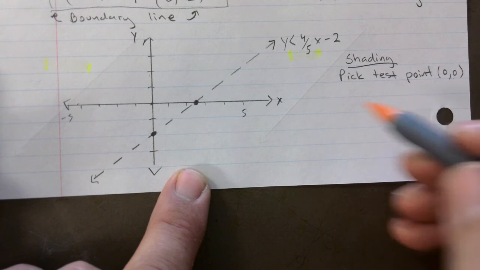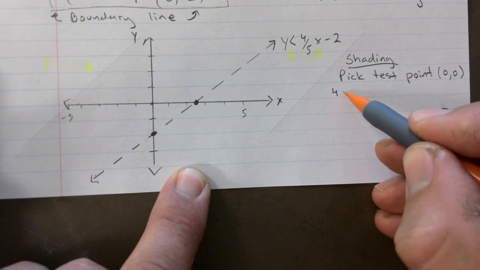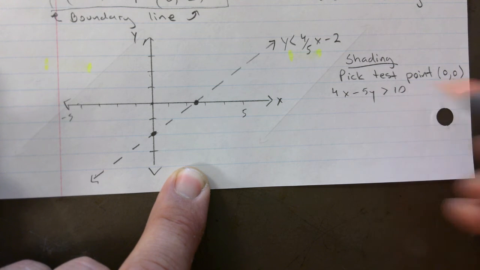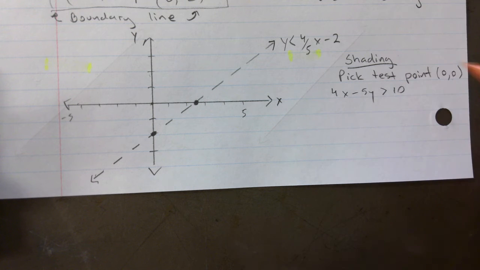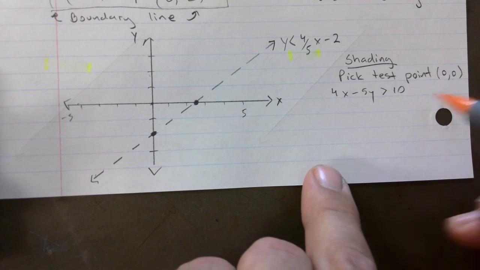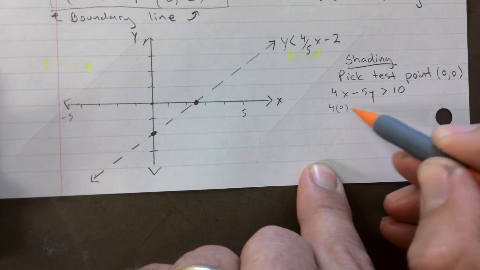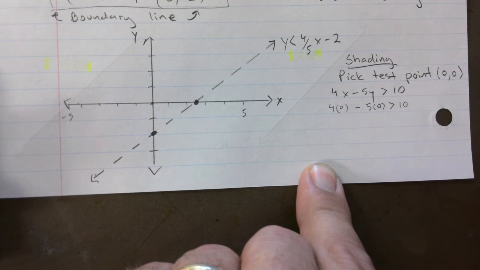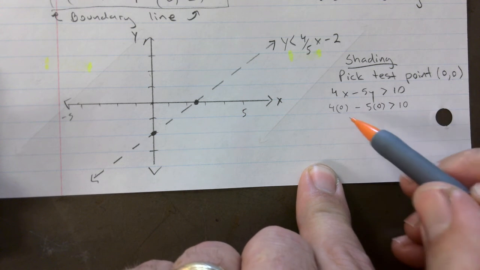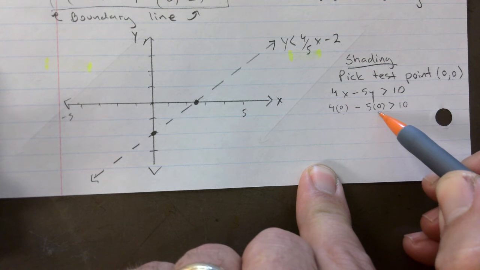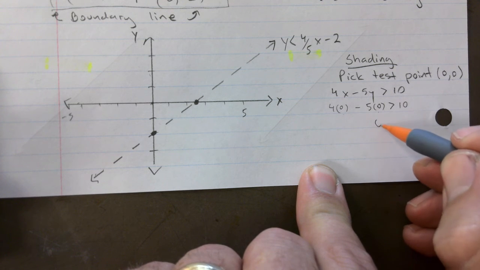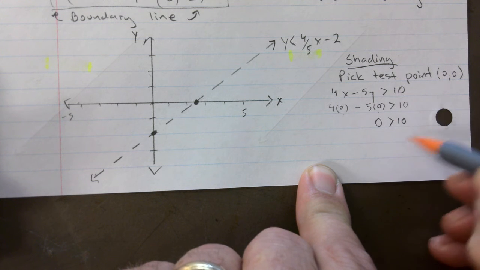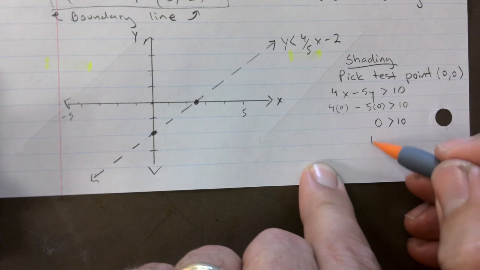So I'm going to take the original, 4x minus 5y, just because I find it easier to work with, not that the other one is wrong. I'm going to plug in 4 times 0 minus 5 times 0 is greater than 10. That is 0 minus 0, which is what? 0, right? What do I know about this statement? It's false.